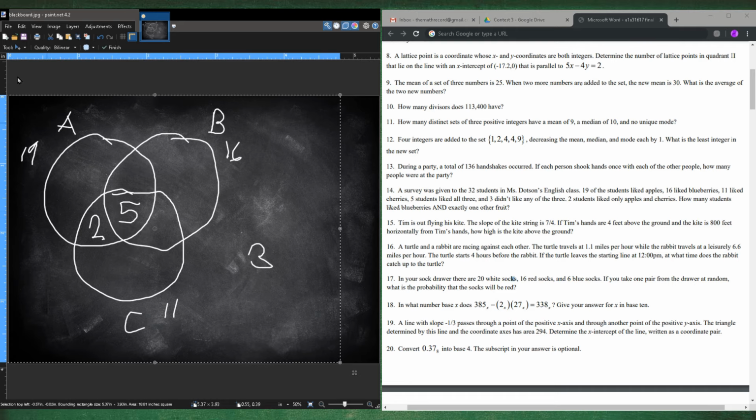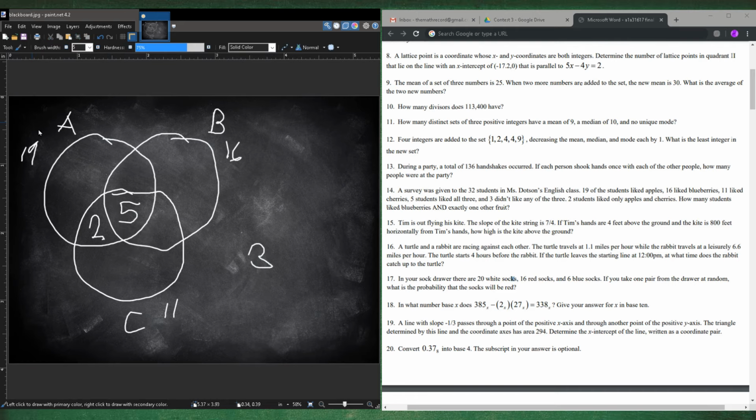Imagine you do this, right? You add all the things for A, so that's 19. And then you add all of them for B, so that's 16 because there's 16 blueberries. But you're overlapping, so when you ignore the C for now and you add A and you add B, you're overlapping this number. Let's call this X, and we'll call this one Y.